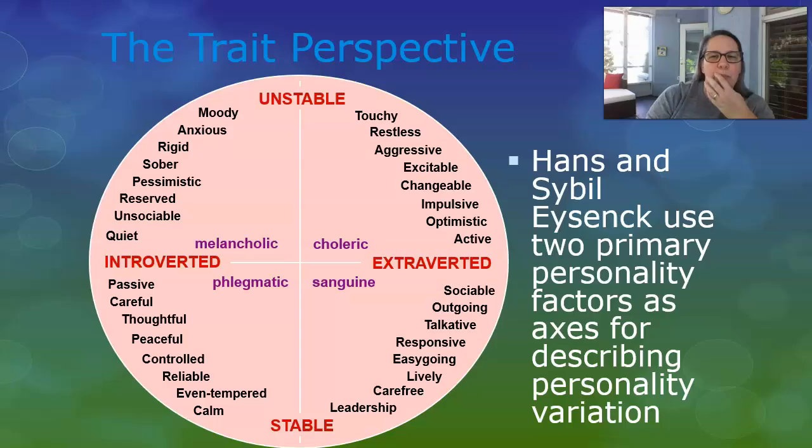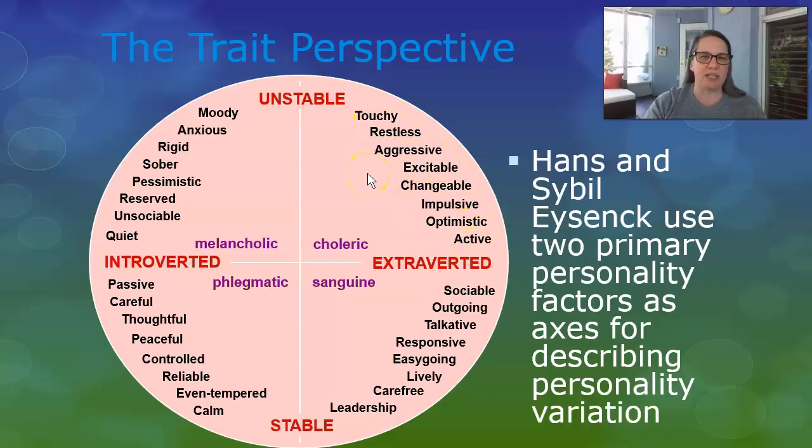To continue with the trait perspective, Hans and Sybil Eysenck, a married couple, said that there were only two primary personality factors, and they were axes for describing variations within your personality. So these two primary factors were unstable and stable, and introverted and extroverted. If you were an unstable extroverted person, then you might be exhibiting these signs.